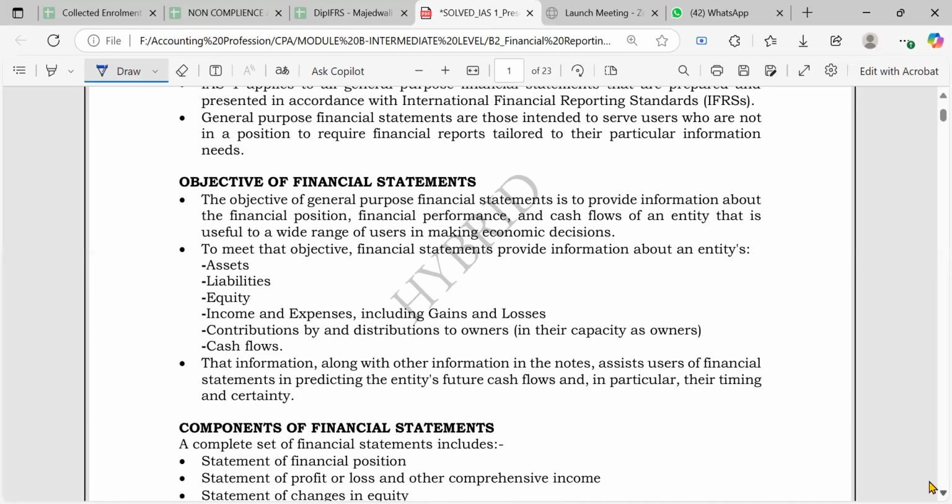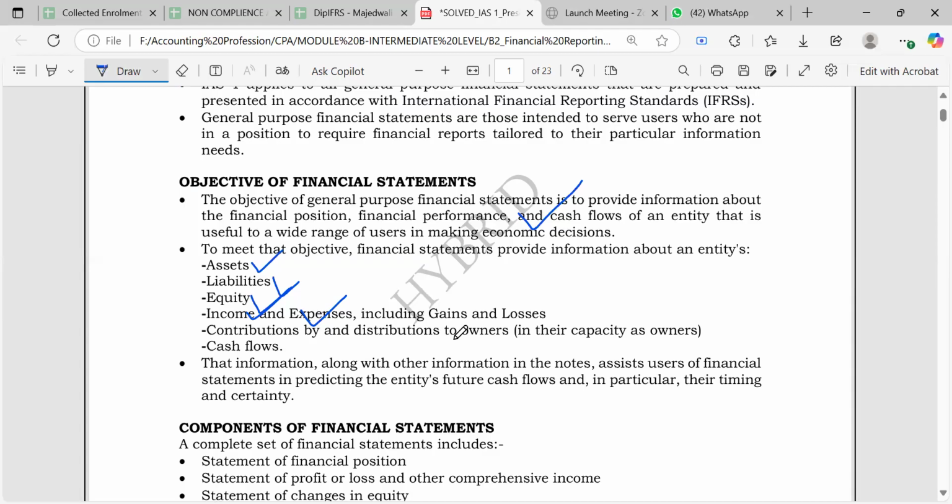Okay, then let's look at the objective of financial statements. Of course, we prepare them because they have financial information that users could benefit from. It could help them make informed decisions, right? It's just a normal point. And to meet that objective, you'll see the statement of financial position will have assets, liabilities, and equity. The income statement will have income and expenses, right? But also you're told contributions by and distributions to.